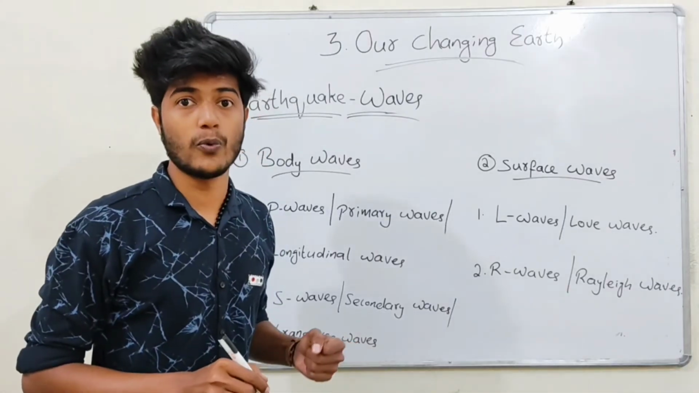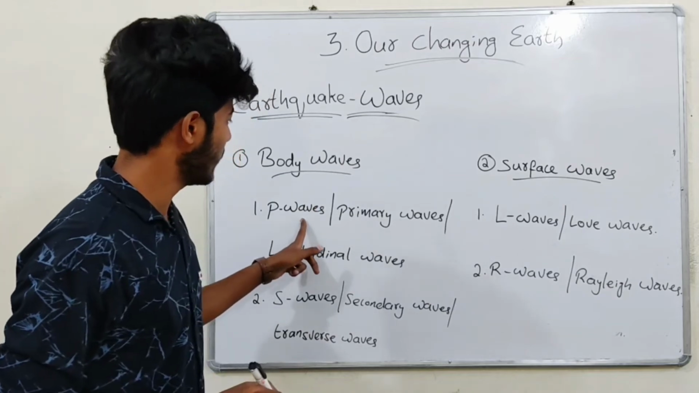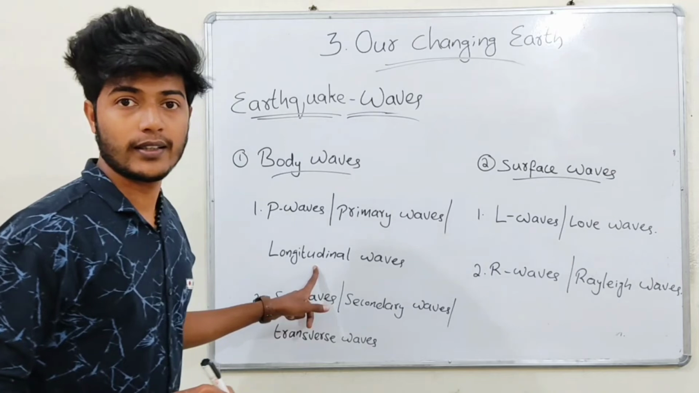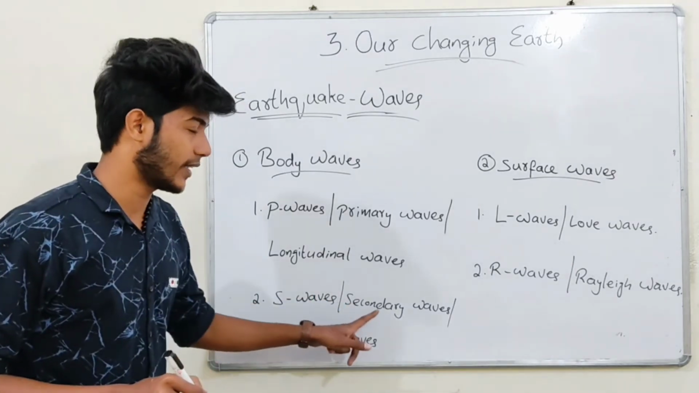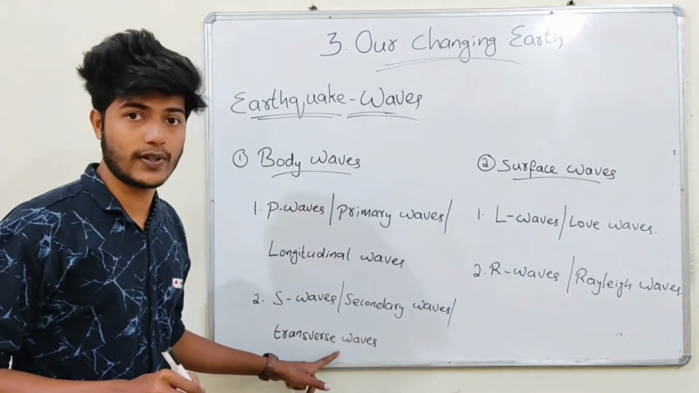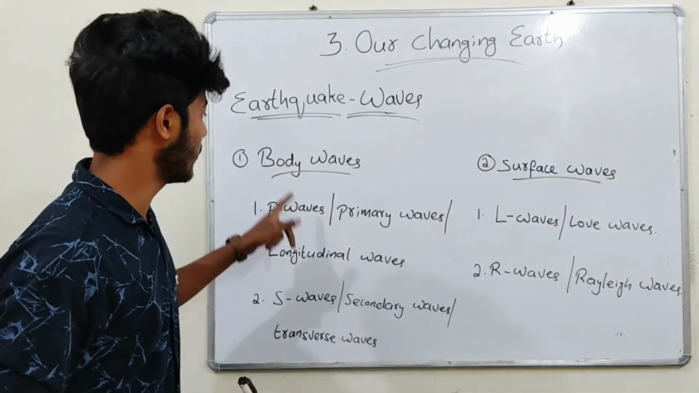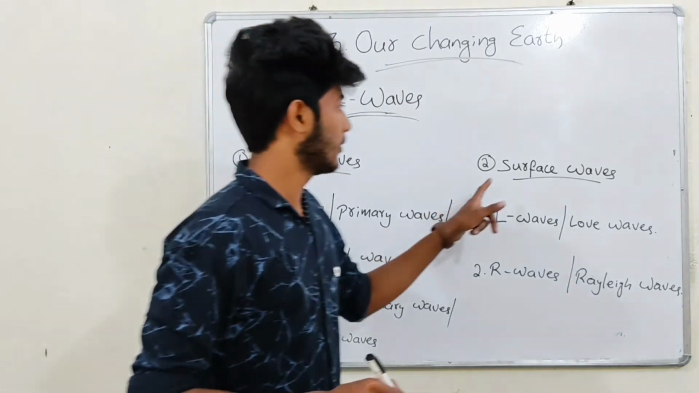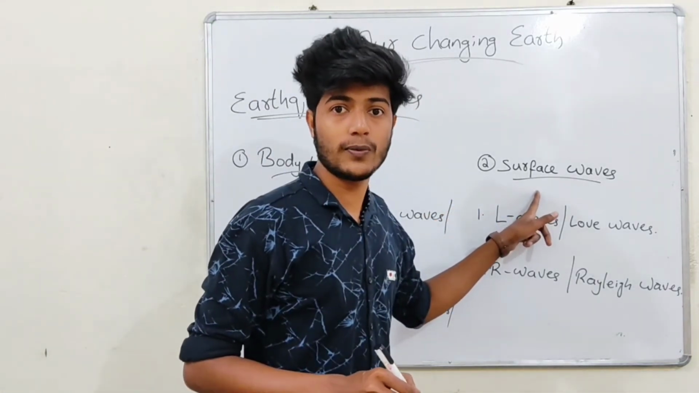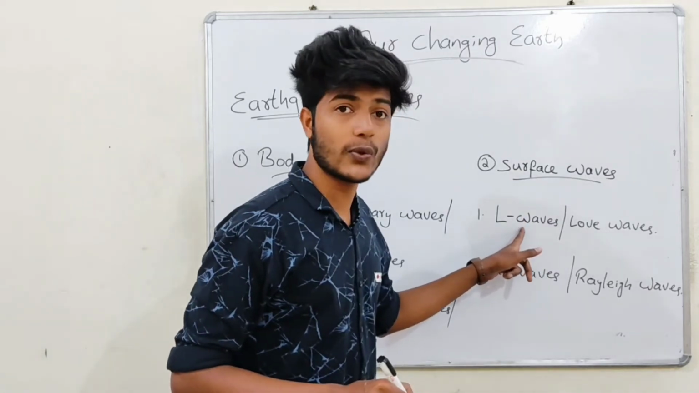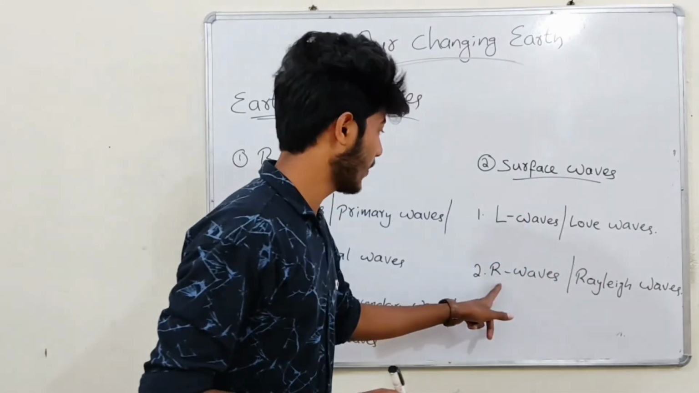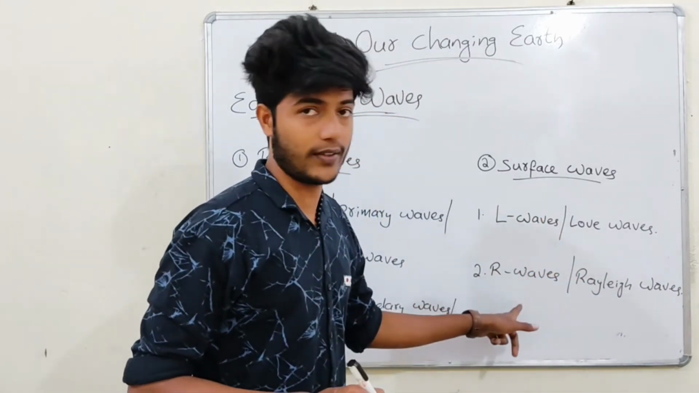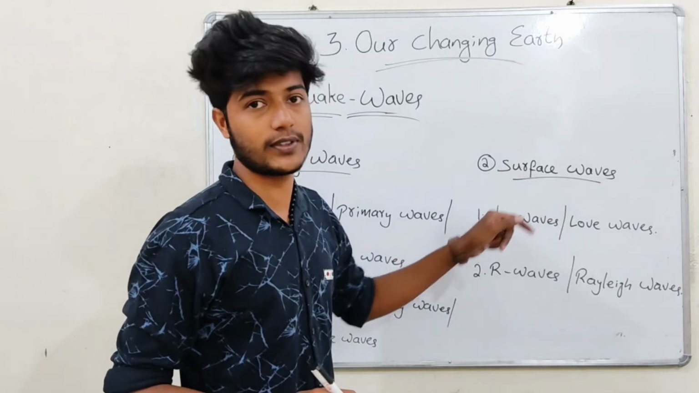There are two types of body waves. The first one is P waves or primary waves or longitudinal waves. The second one is S waves or secondary waves or transverse waves. Then there are two types of surface waves also. The first one is L waves or Love waves. The second one is R waves or Rayleigh waves. These are the two types of surface waves.